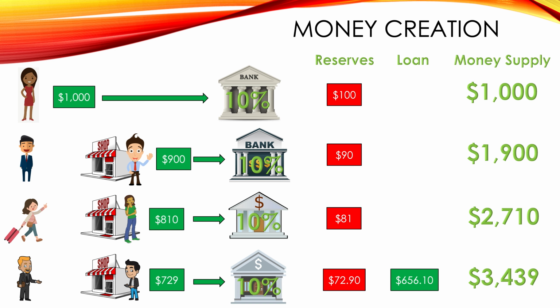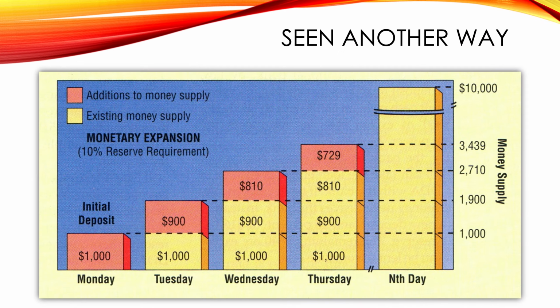So you might be wondering, in just 4 rounds, we turned that original $1,000 into $3,439, right? And you can see each time the amount of the loan gets smaller, right? 900, 810, 729. Again, this is going to keep going down. You might wonder, how long can this go on for if we go through the entire cycle of lending until no more money is left to be lent out?